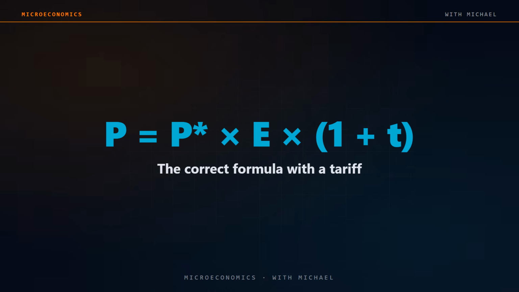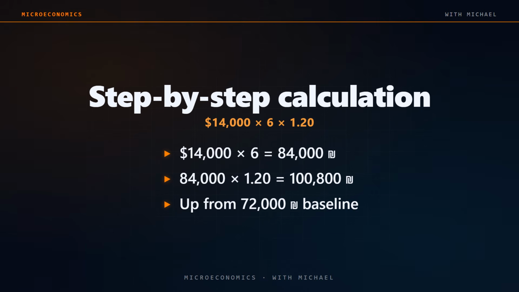That flat supply line literally gets pushed upward from 72,000 to 100,800 shekels. The car is now more expensive in the local market, not less. Two forces drove this jump. A 12,000 shekel rise from the higher world price. That's $2,000 times 6. Plus a 16,800 shekel tariff burden. That's 20% of 84,000. Together, 28,800 shekels of additional cost pass straight to the consumer.